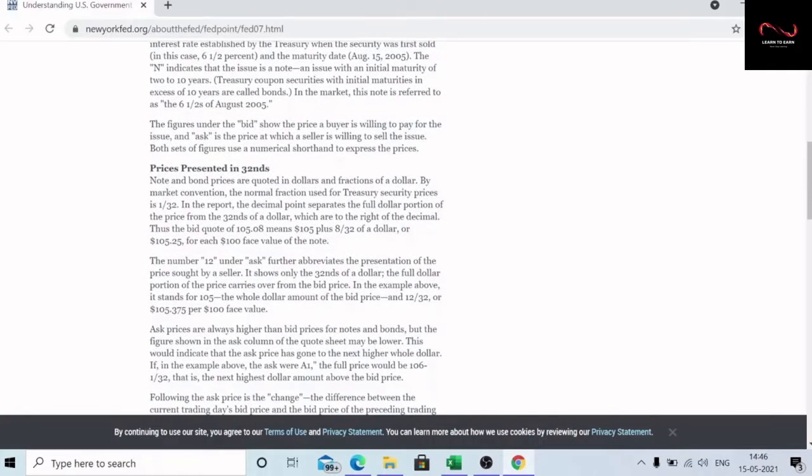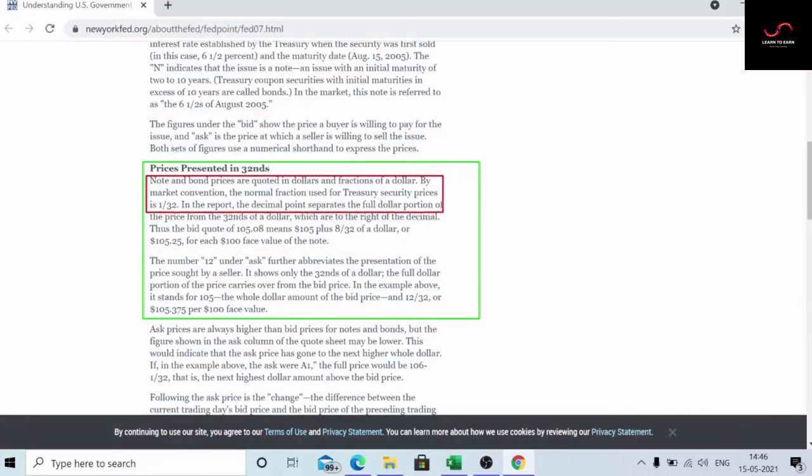Let us try to understand it further in detail. For that, a very beautiful explanation is given here in these 2 paragraphs. You can refer to it. Let us first try to understand the first one. Note and bond prices are quoted in dollars and fractions of a dollar by market convention. The normal fraction used for treasury security prices is 1 by 32.